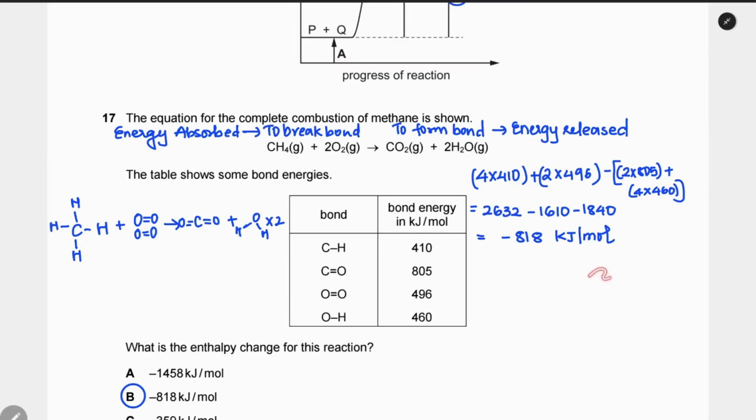Why? Because we're going to have 2 hydrogens along with oxygen. So oxygen-hydrogen is going to be 2 times, so 2 times of OH, 2 times of OH, it's 2 and 2 multiplied by 2 is 4. 4 times of OH is going to be 460. And then you will calculate all the values, you will get minus 818 kilojoules per mole. So the answer is B.